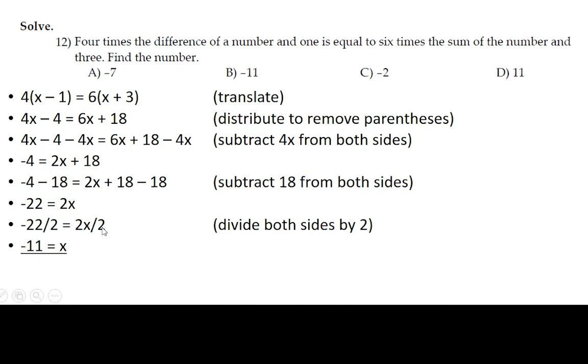2x divided by 2 leaves us just with our x on the right. Negative 22 divided by positive 2 gives us negative 11. Negative divided by positive is negative. So our answer for x, the number that we're looking to find, is negative 11.